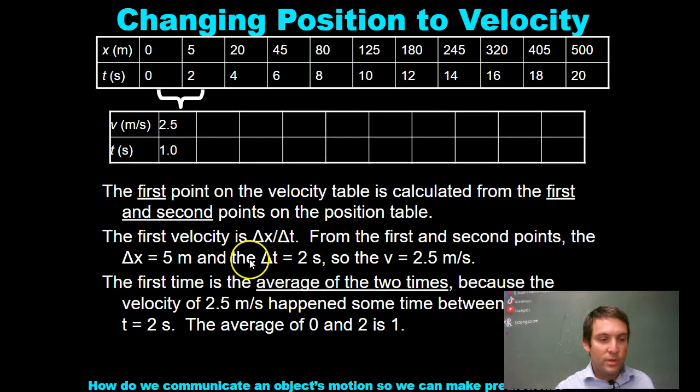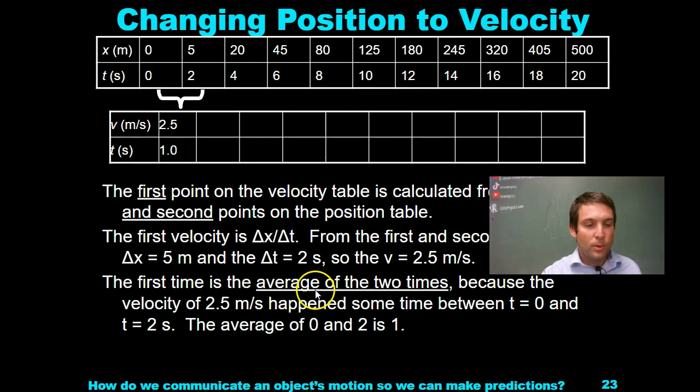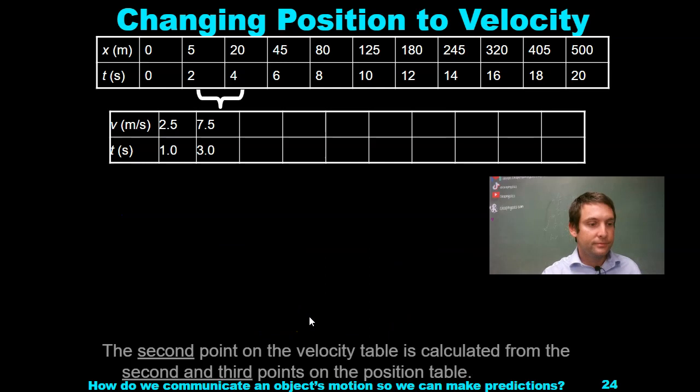From the first and second points, the displacement equals 5 meters and the time equals 2 seconds. So the velocity equals 5 divided by 2, which is 2.5 meters per second. The first time is the average of the two times, because the velocity of 2.5 meters per second happened sometime between 0 and 2 seconds. We're not sure of the exact time. So the average of 0 and 2 is 1 second.